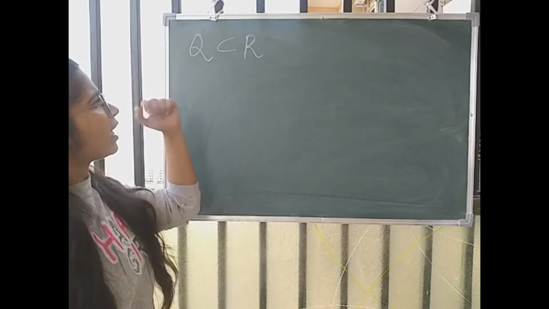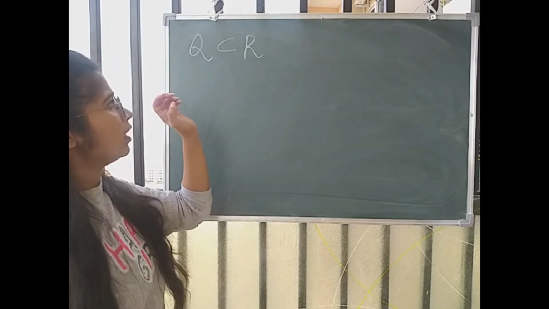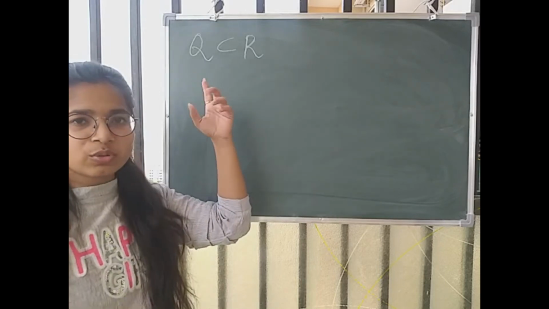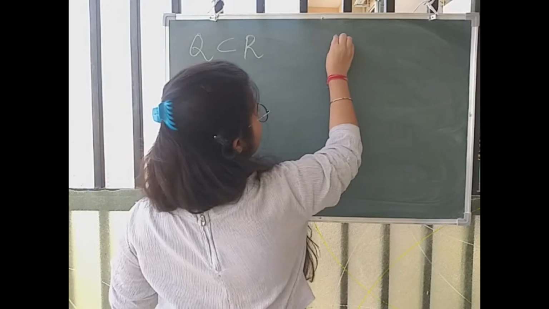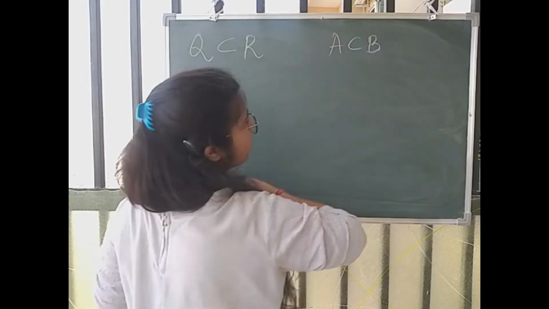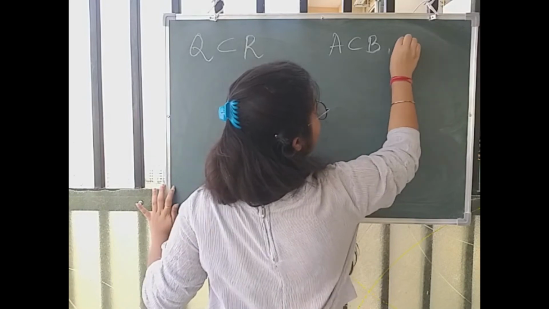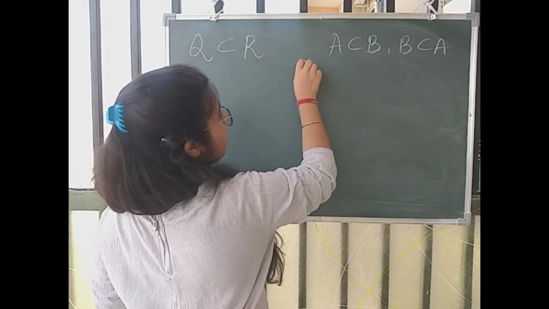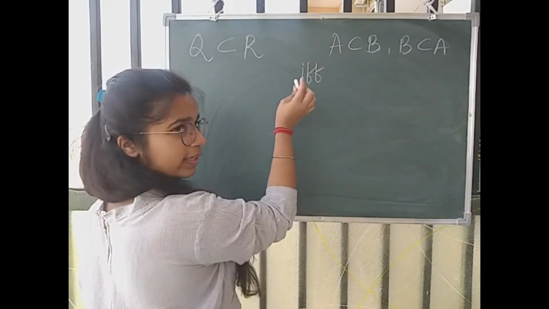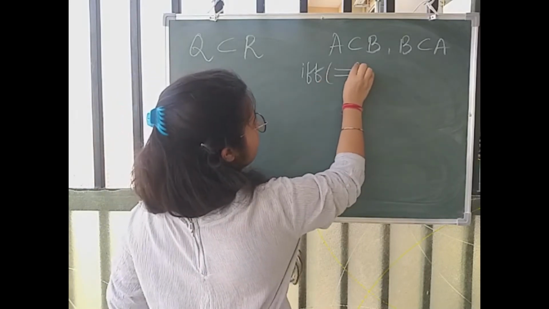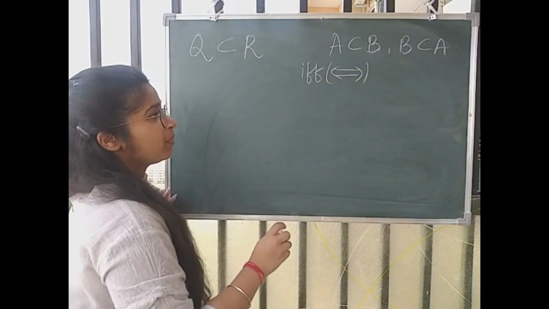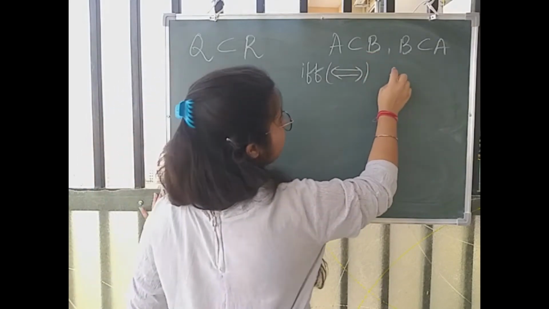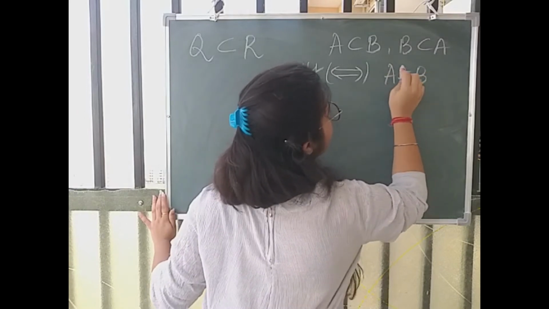Why? Because all rational numbers are also real numbers. But the inverse is not true, meaning not all real numbers are rational numbers. See, whenever a set A is a subset of B, and B is also a subset of A, this happens if and only if. If and only if can also be written as this symbol. So A is a subset of B and B is a subset of A happens if and only if the set A is equal to B.